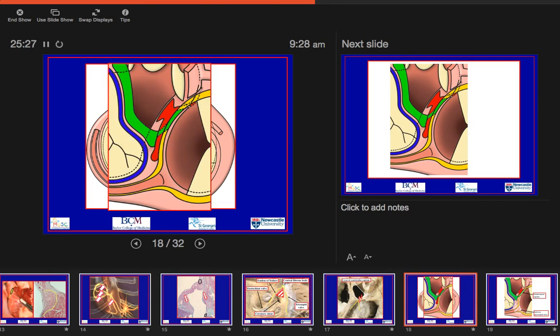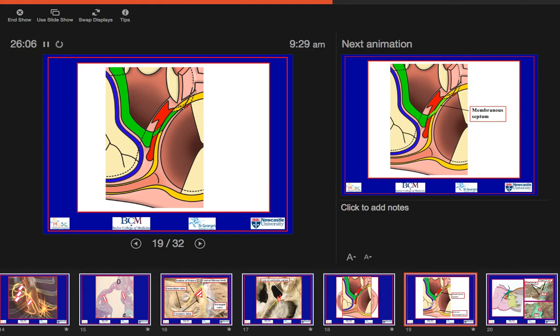And if I blow up that middle part, you can see how short the bundle of His is to pass from the apex of the triangle of Koch to reach the crest of the muscular ventricular septum. And this area beneath is the inferior pyramidal space, and running through that we have the coronary sinus, which, as we discussed yesterday, is a landmark of the morphologically left atrioventricular junction, even though it empties into the right atrium.